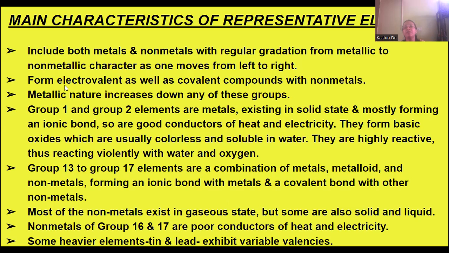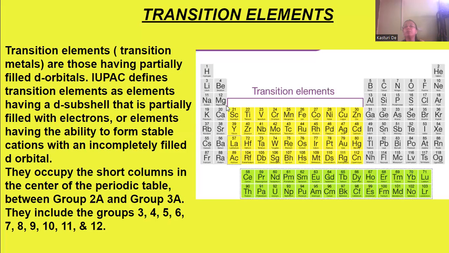Next, we move on to the transition elements. See, these are the transition elements present in the periodic table. The first group and the second group are known as representative elements, and so are groups 13, 14, 15, 16, and 17. These are all representative elements, the gray colored ones. The transition elements are between the two gray colored pillars on both sides of the periodic table.